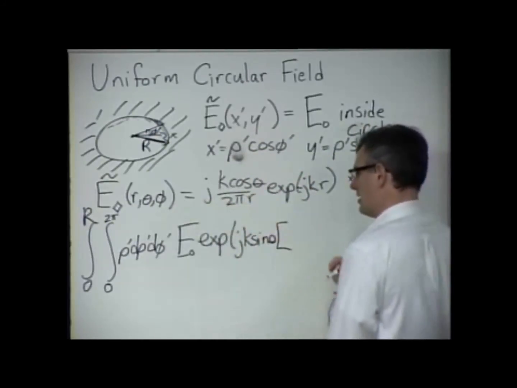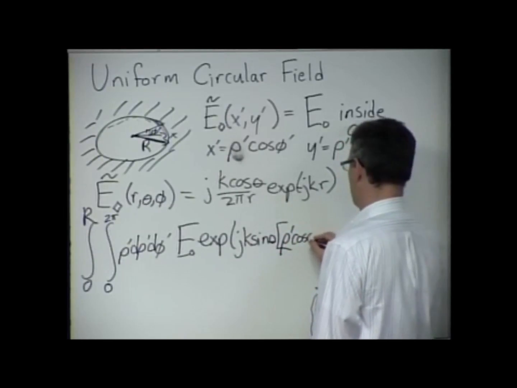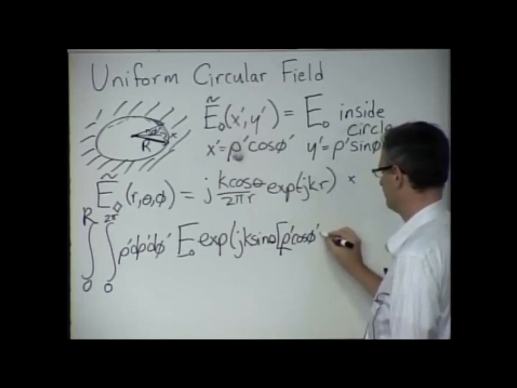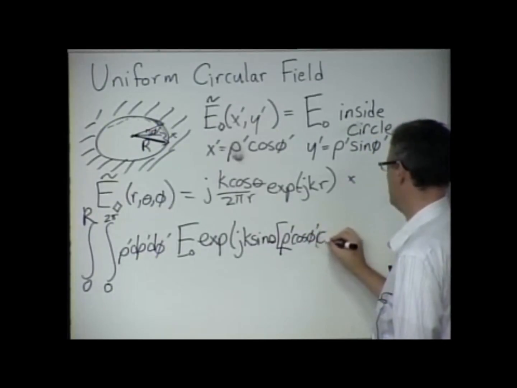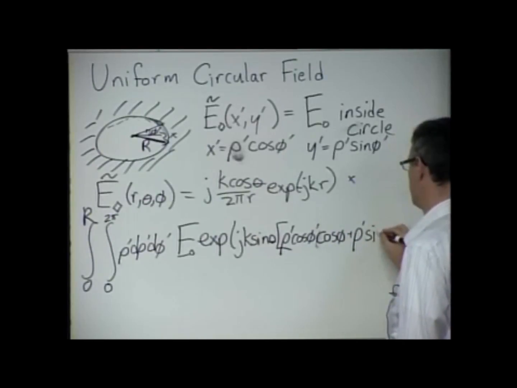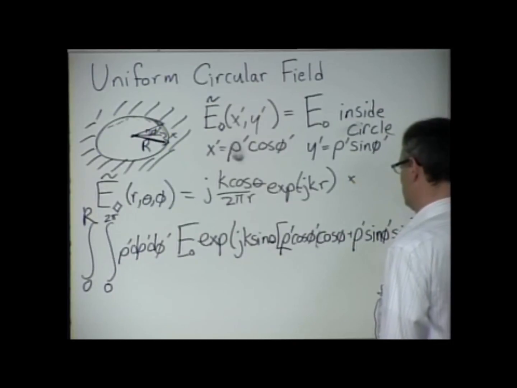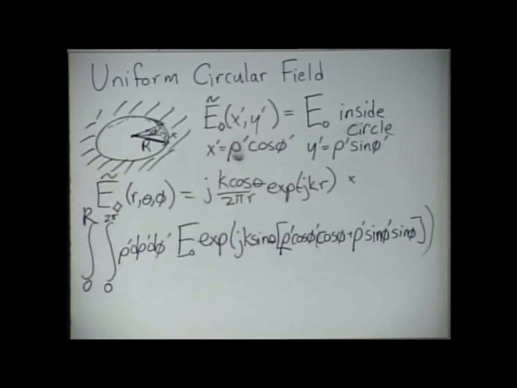So plugging in that result, I get rho prime cosine of phi prime, and I got to multiply that by a cosine of phi without a prime. And then I get rho prime sine of phi prime times sine of phi. Okay, everybody okay with the steps up until now? Pretty straightforward. We're just plopping the given products into our integral.